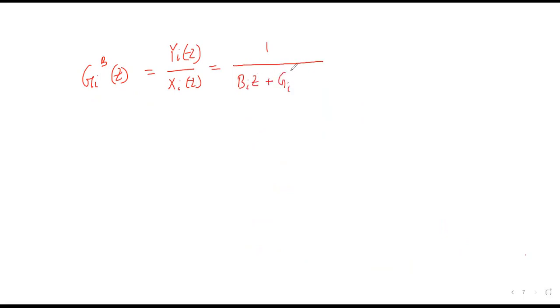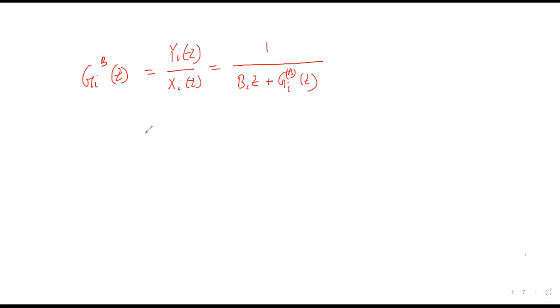we have G1BZ is a function, and we can say that at any particular point the output by input is related to this one. Okay, and that is given by 1 by, we know that B1Z plus G1AZ. Okay, so how can we find out the corresponding block diagram from this one?